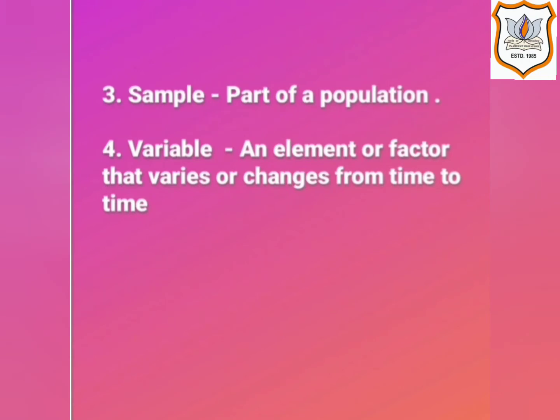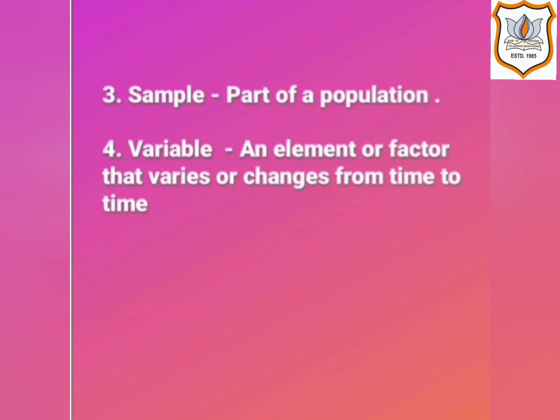Fourth is variable. The word variable itself explains, that means that which varies. So let's read it. An element or a factor that varies or changes from time to time. For example, you can say income or expense. Whatever your income is now, it will not be the same after 5 years, or whatever expenses you are having now, they will not be the same after 5 years. So it varies from time to time. So that is called variable. Other examples of variable are capital expenditure, age. Age is not going to be the same after 5 years or after 1 year. It varies, it changes from time to time.